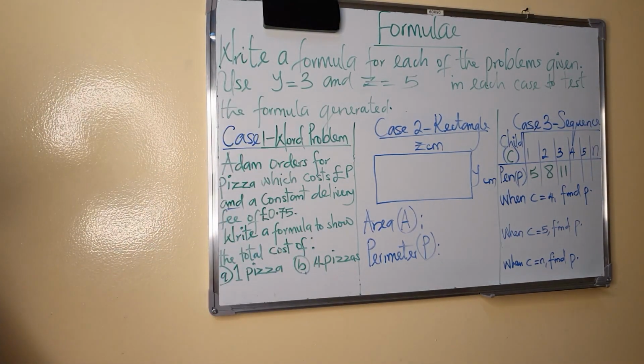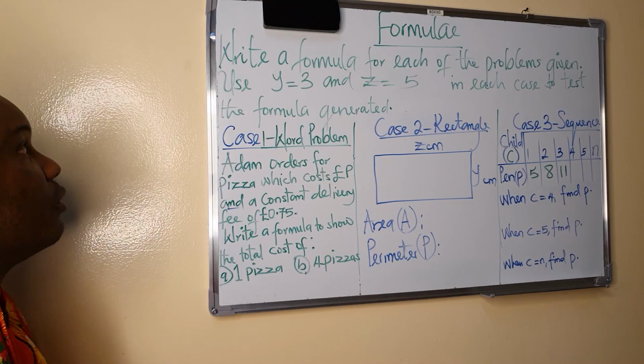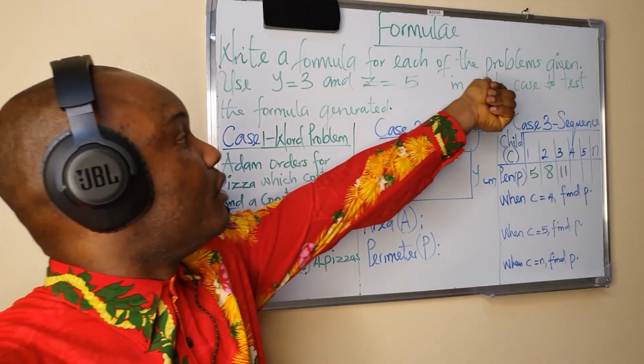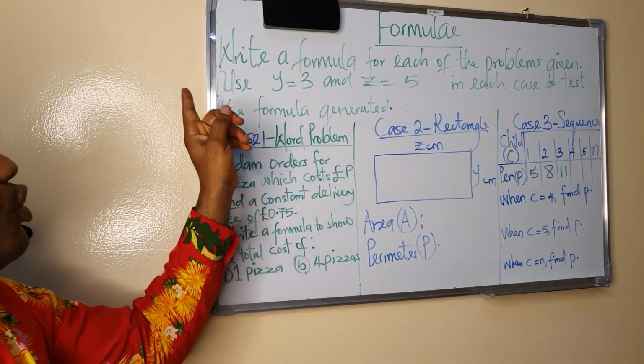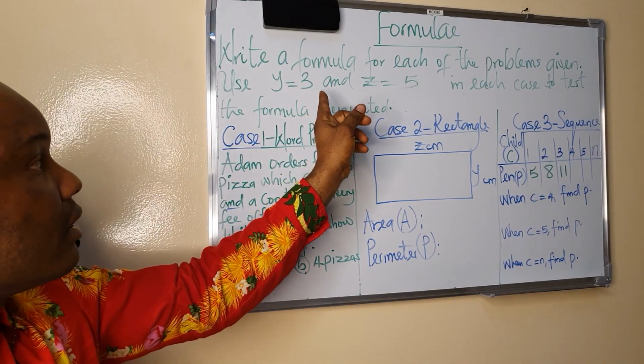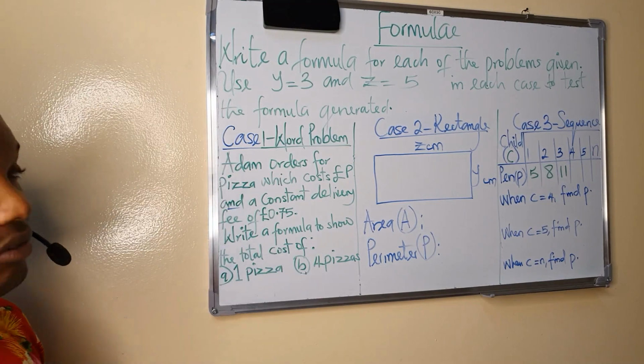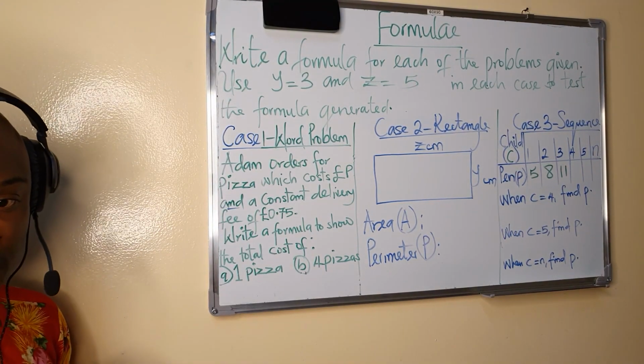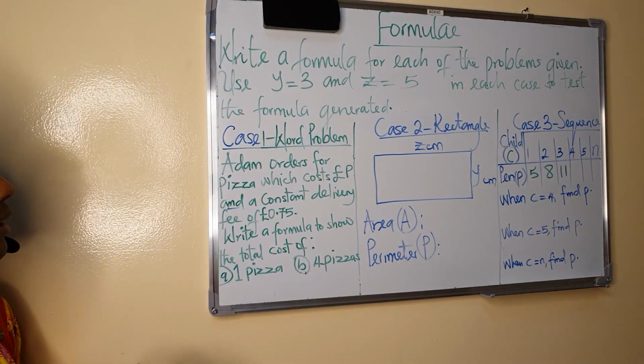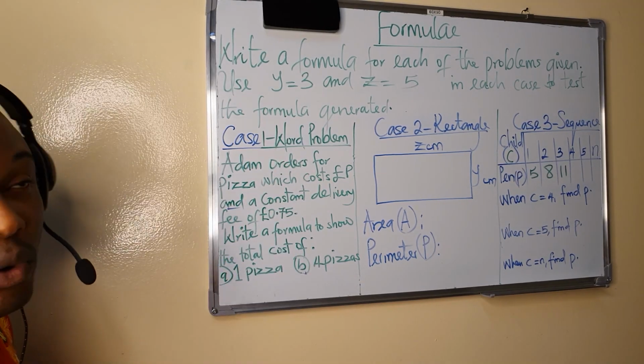Now, on the board, we also have some nice examples to explain the rule. Write a formula for each of the problems given. Use y equal to 3 and z equal to 5 in each case to test the formula generated. Our work is to generate the formula. So to do that, let's look at case 1.